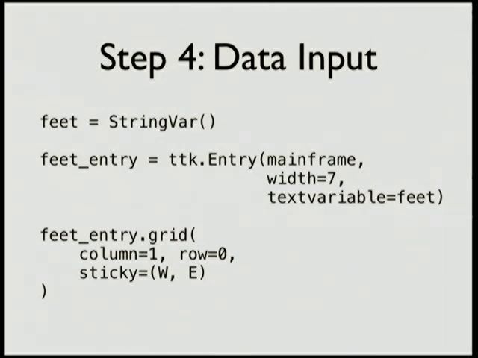And we stick it on a grid because we know our original grid position. This is going to be in column 1, row 0, so in the middle on the first row, and it's sticky to the west and the east. So it will stick itself to the left and right side of the window as it expands, but it won't on the north and south. So it'll stay in the middle essentially.